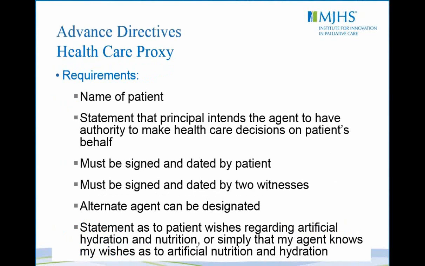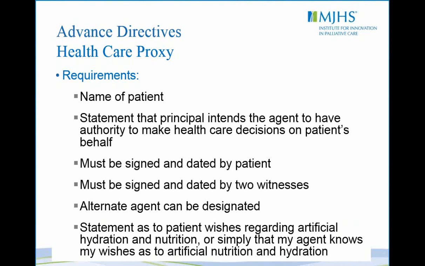So the requirements for a proxy: please, if you fill out a proxy form, make sure that the requirements are there. Too often we have to invalidate a proxy form because one requirement is missing, and if one is missing, that's it. The document is no good. So: the name of the patient, a statement of what person will replace that patient, and it must be signed and dated by the patient. That's sometimes not there. It must be signed and dated by 2 witnesses.